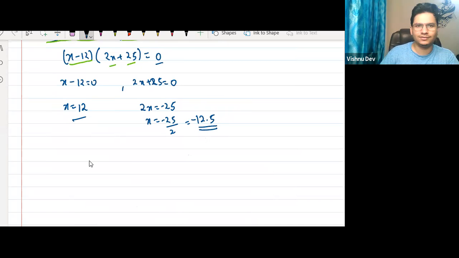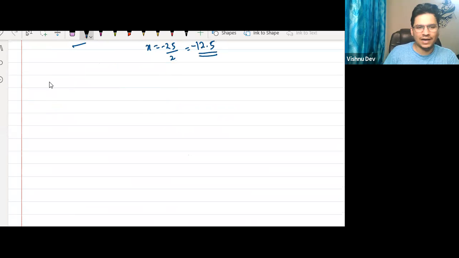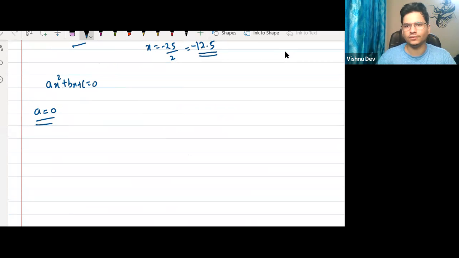थक गया होगा बेचारा. So tell me, if I'm having a standard quadratic equation, ax square plus bx plus c is equal to 0, can a be equal to 0? No, right? Because if a will become 0, as we studied in the last chapter, it will become what? A linear equation.